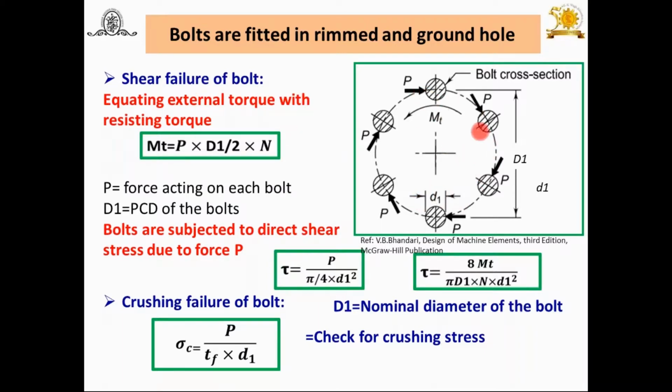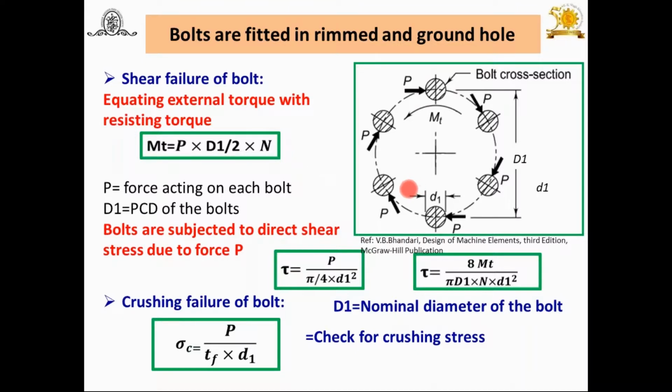When the flange or the bolt transmits this torque, the resisting force which gets induced, perpendicular to the axis of the bolt, is given by P. And how to find this resisting torque? Mt is equal to this resisting force P into D1, the pitch circle diameter of the bolt, divided by 2, into n, the number of bolts. Number of bolts we have taken now is 4.